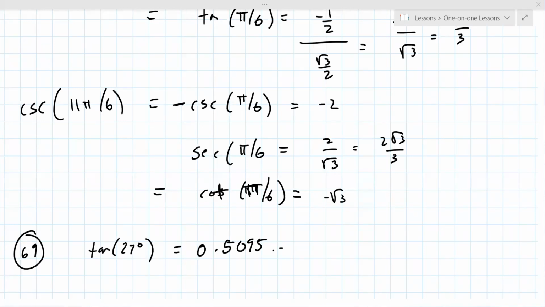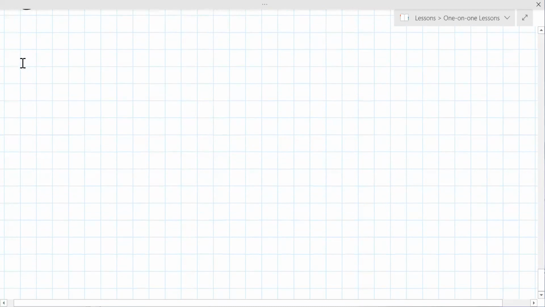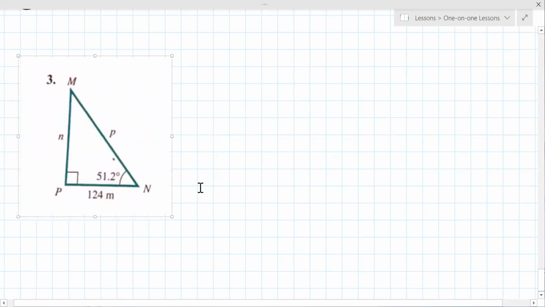Number three is a triangle. It says solve each right triangle. Okay, those are sometimes confusing. All right, we got it here. So what this means when it says to solve?